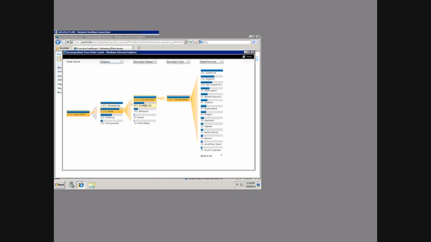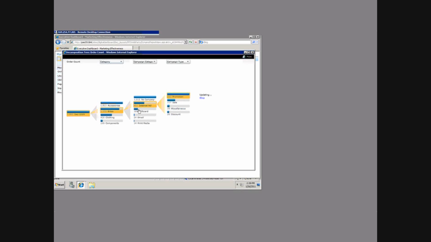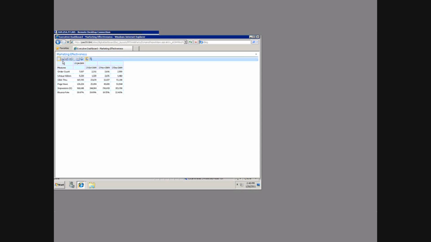Maybe I want to see internet ads broken out by that same type and geography. I want to see sale by that same geography. Here, sale type of campaigns worked in England. Promotions worked in California. Who would have known? So I'm starting to get these insights right out of the gate by the figures that have been provided for me.